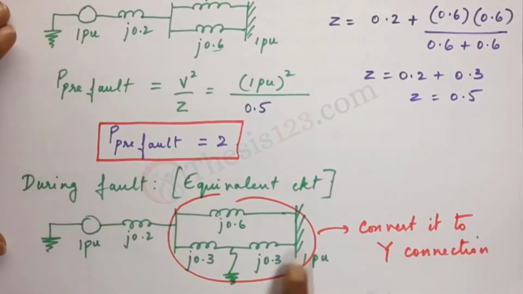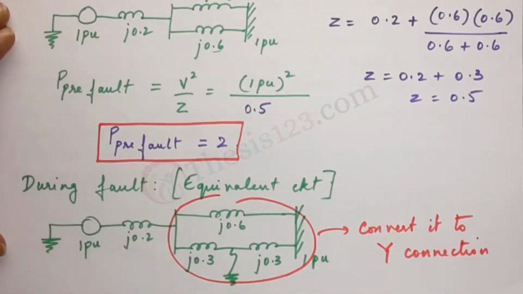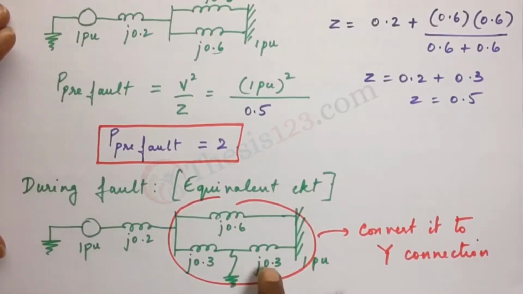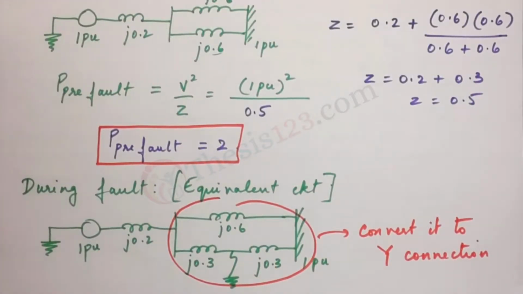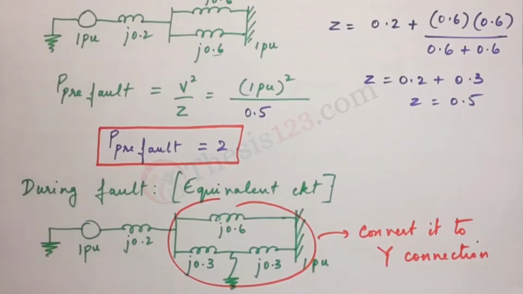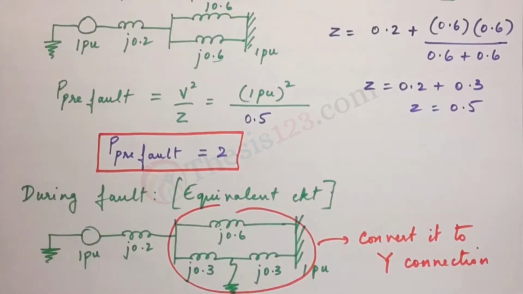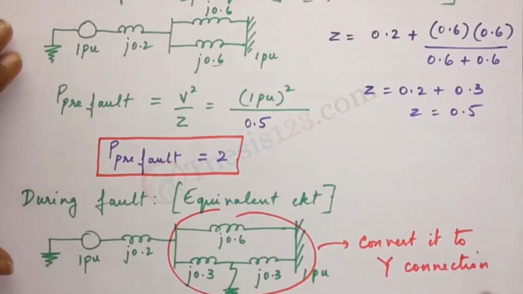So we are trying to resolve this entire thing as much as possible. The first step is to convert this into star connection. In order to do that, you will have to recall the basic formulas of conversion of delta to star and then star to delta. I'll put it down here.